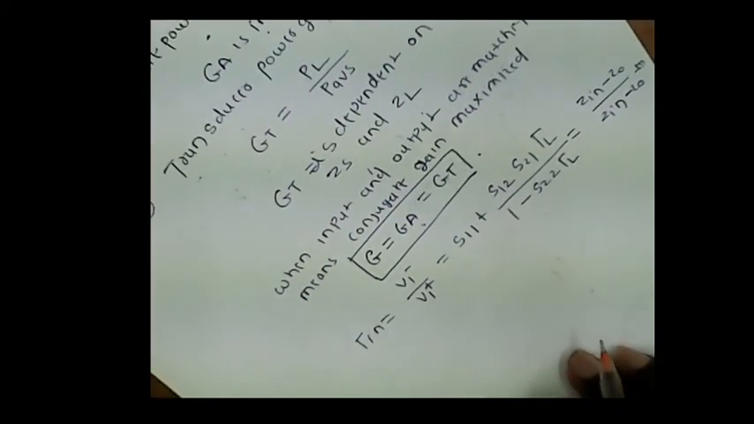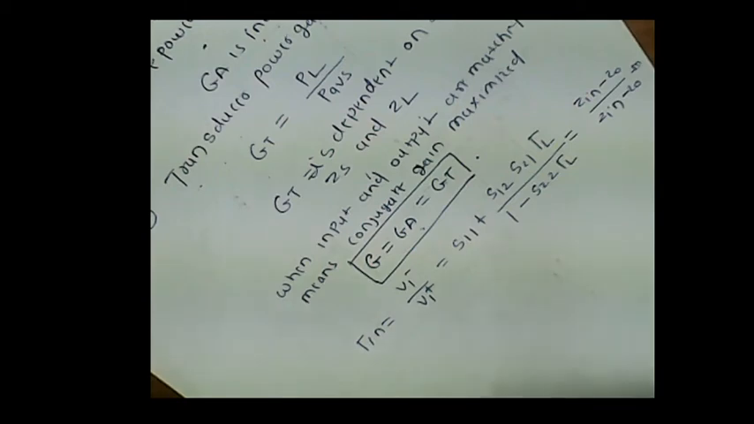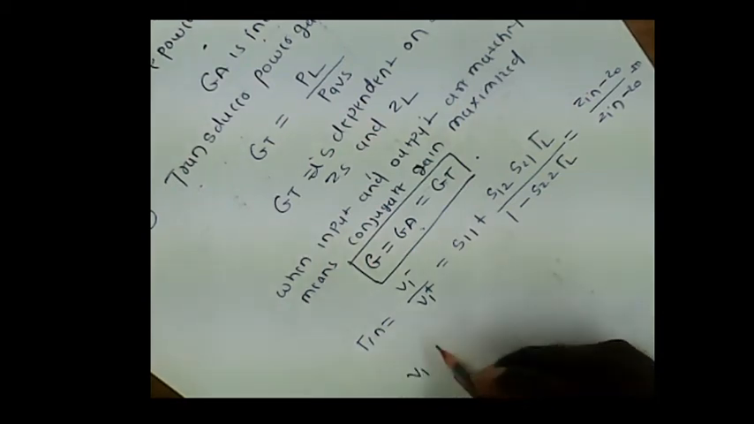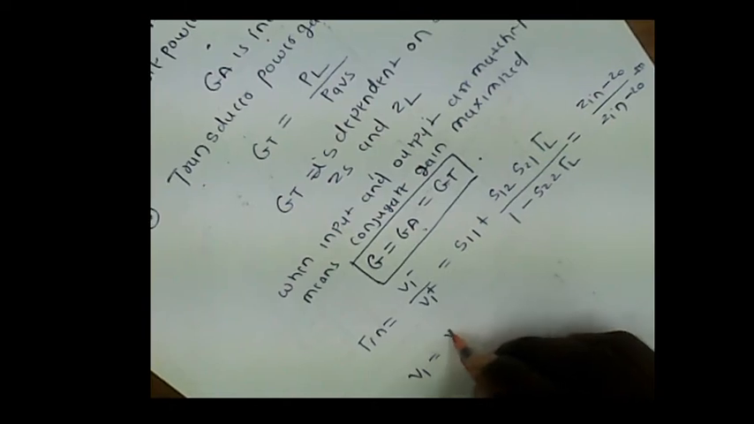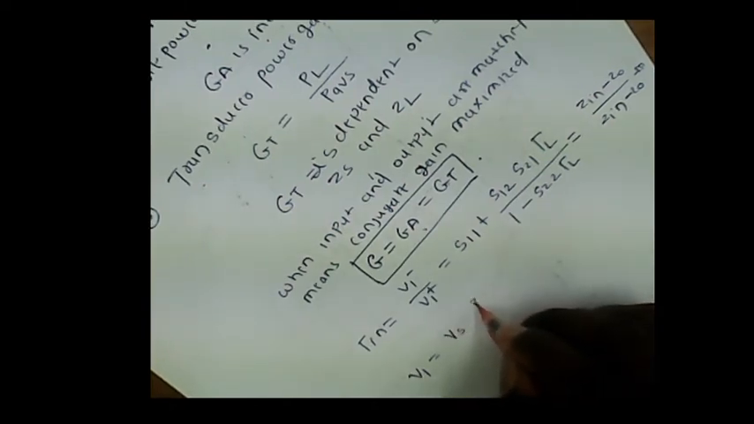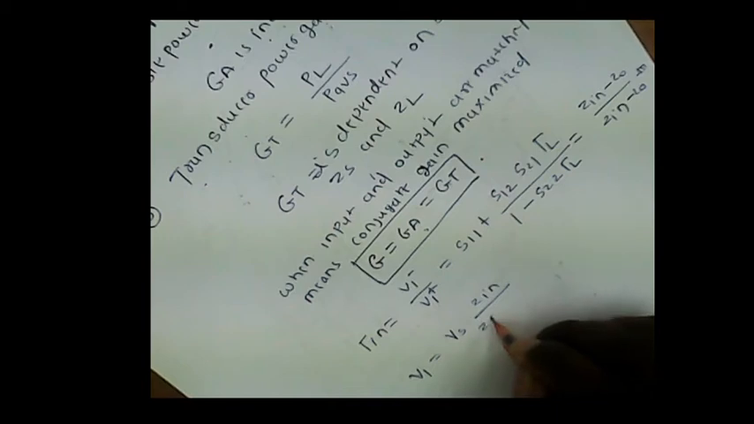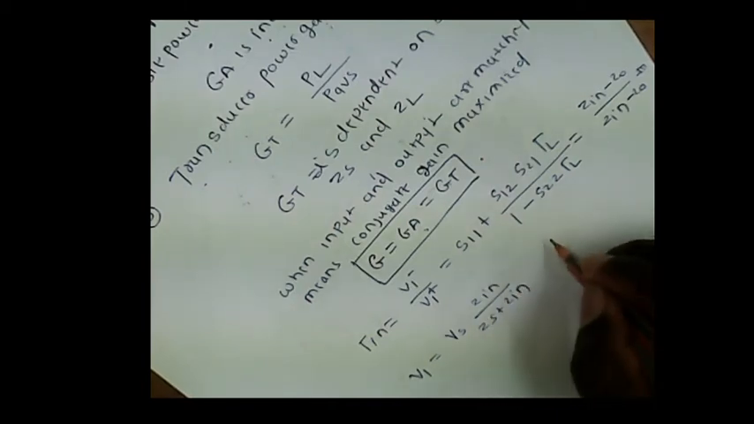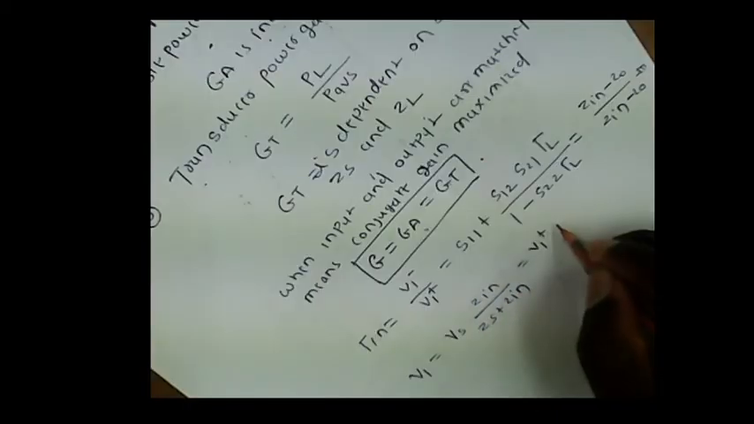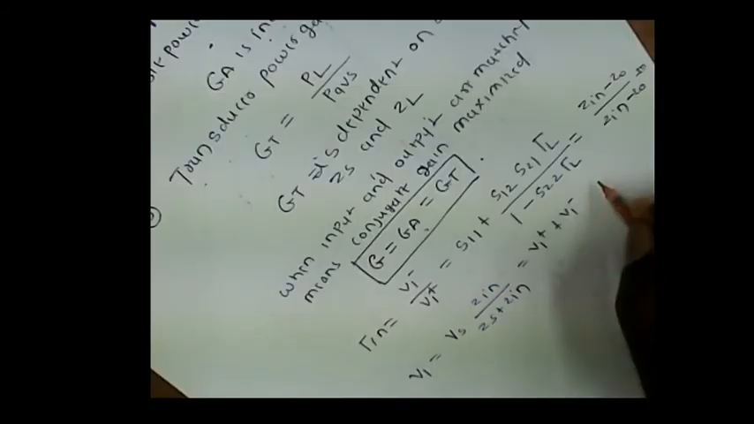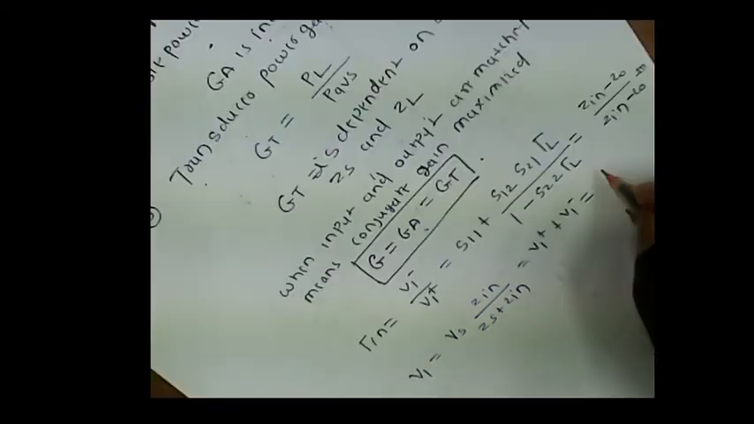If we calculate V1, by the voltage division rule, V1 is Vs times Zin over Zs plus Zin. So we get V1 plus and Vin minus. We can take the common values. So from equation 3, V1 is equal to V1 plus times one plus gamma in, in terms of the reflection coefficient. So that is equation number 4.